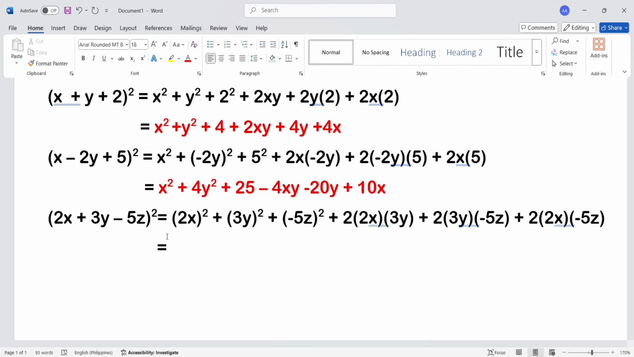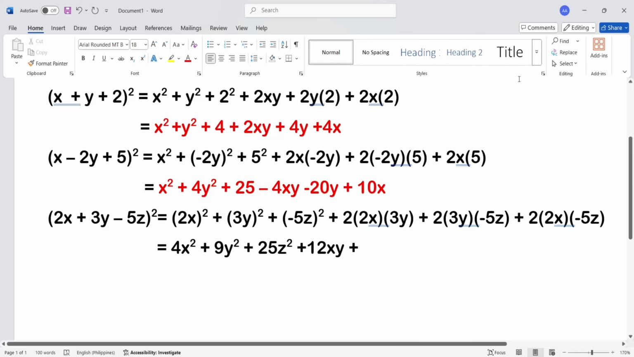Okay, so simplifying this, we have 2x squared is 4x squared. So plus 3y times 3y, that's 9y squared. And then plus negative 5z squared, that is 25z squared, plus 2 times 2x, which is 4x, times 3y, that is 12xy.